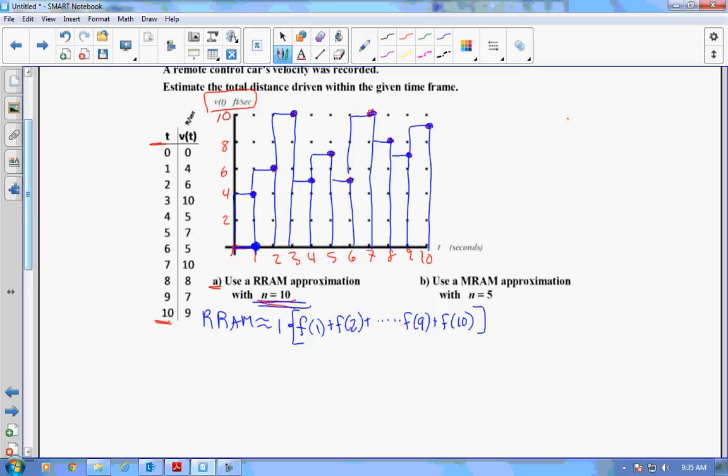But, okay, and then you go through and find your heights. F of 1, how tall is that rectangle? 4. Plus, how tall is the next rectangle? 6. Oh wait, isn't it just these numbers in the column? 6 plus 10 plus 5 plus 7 plus 5 plus 10 plus 8 plus 7 plus 9, and that's all times 1. And when you add them all up, you get 71.